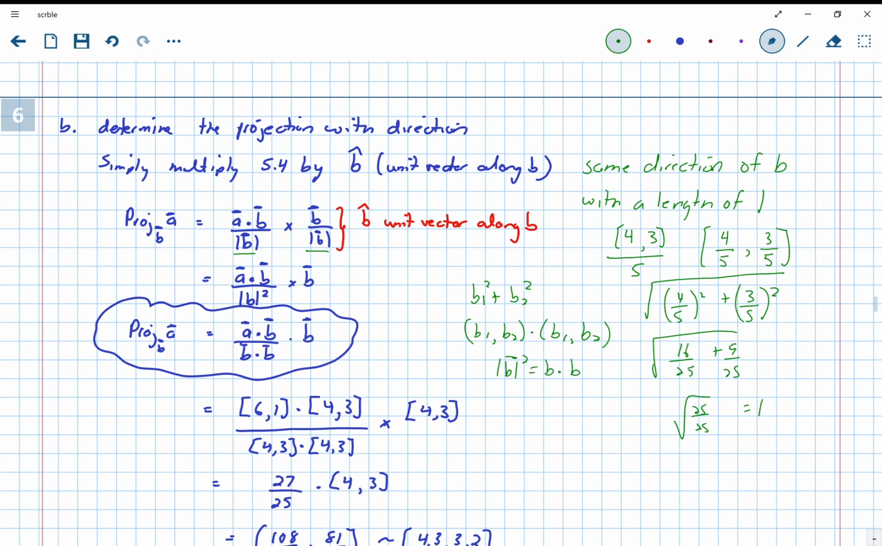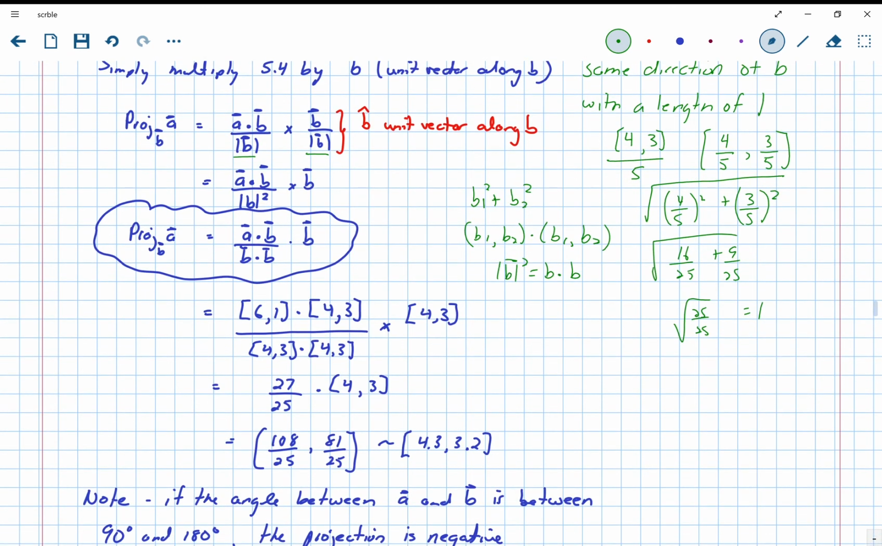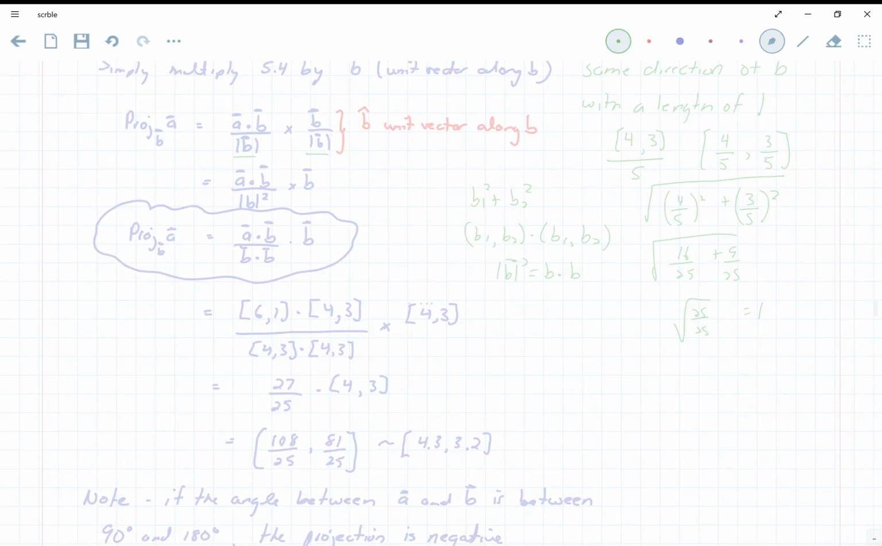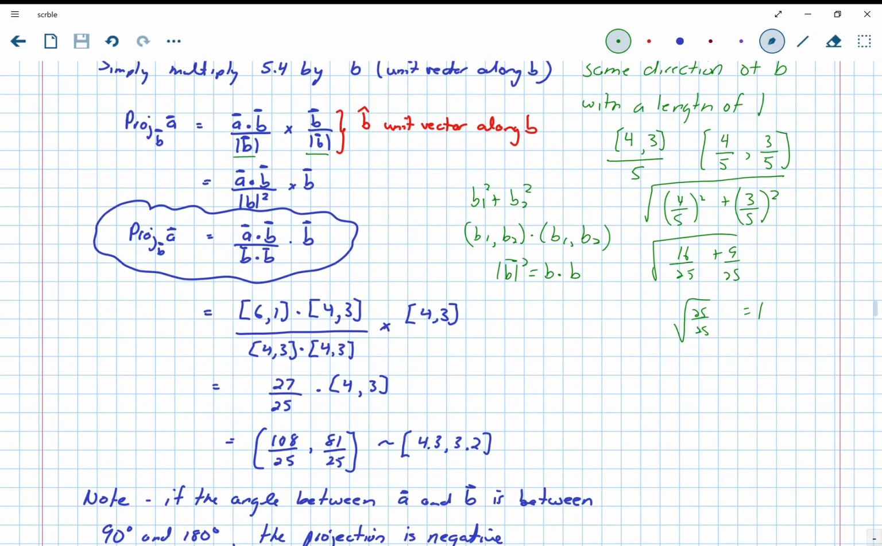So we go ahead and do what we did earlier, and we take our vector here. We get 27 over 25, and we multiply that by vector b, which is 4, 3. And here is our answer. That's the projection with direction.